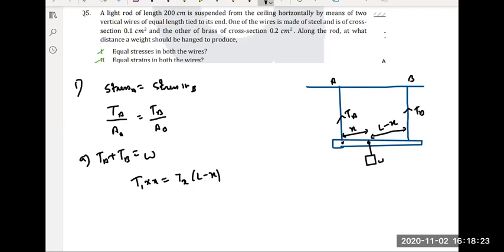So we have two variables. Can we solve for these two? This is the first equation, and this is the second equation. So we will put them together and solve. After solving, what do we need? We just need X. If we get X, then we can find TA and TB, because we just need X. Got it?